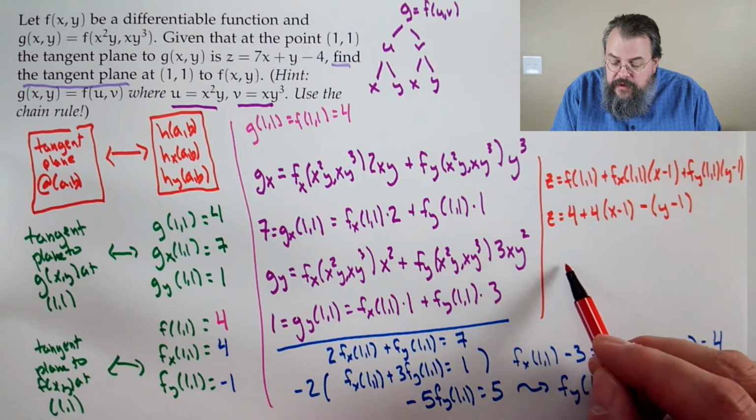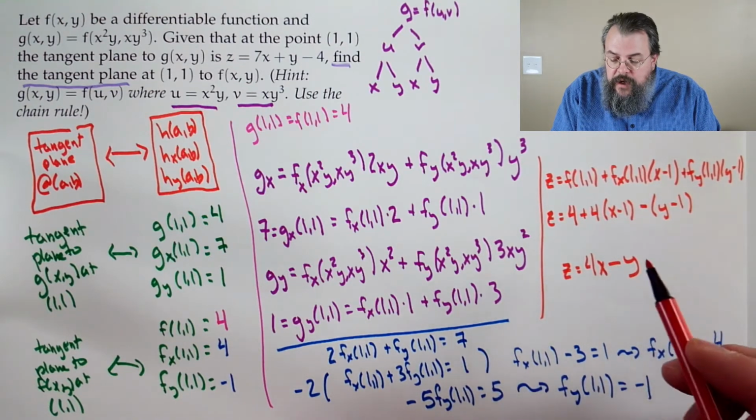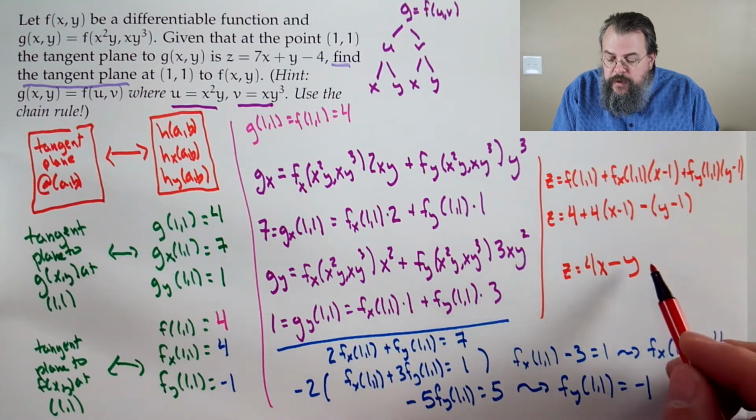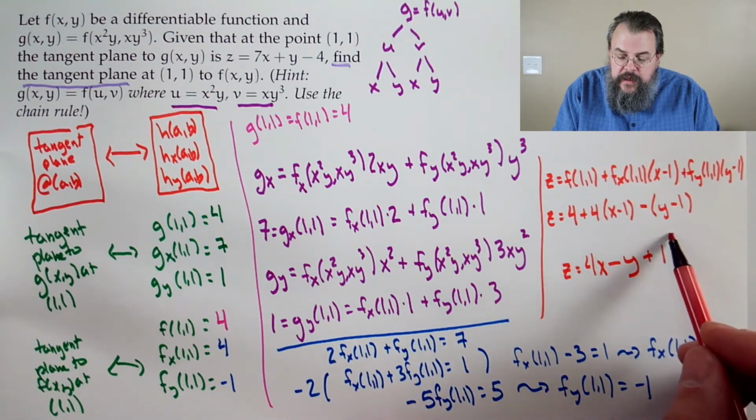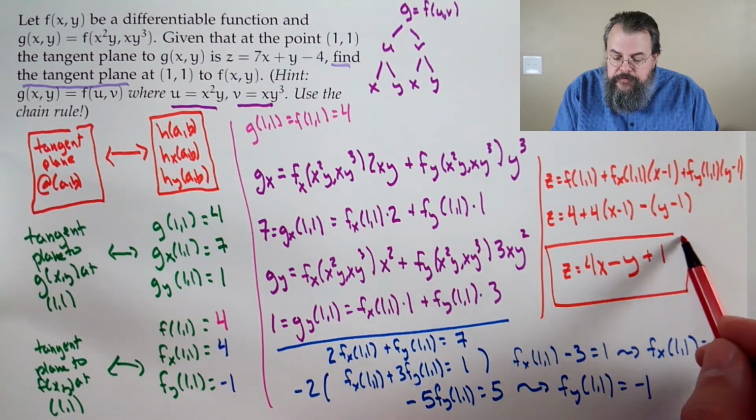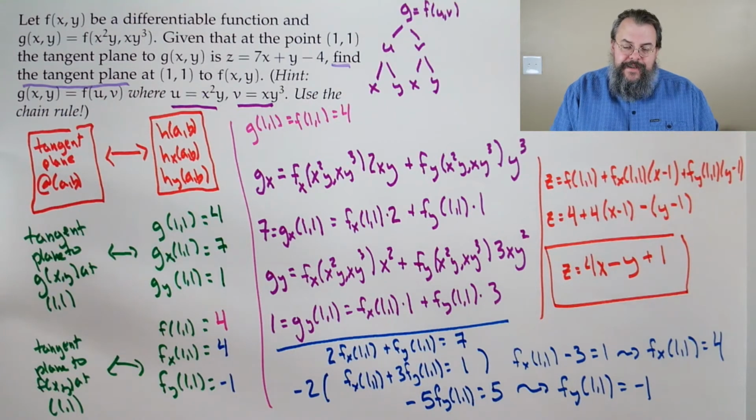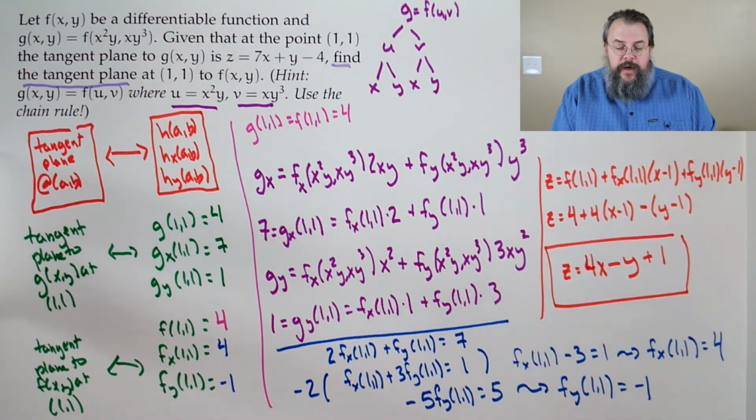Well, we can clean that up. So that says z equals 4x minus y. You have a plus 4, a minus 4, and a plus 1, which makes this plus 1. And we're done. That's it. That's the answer. Wow, cool. It's a really clean answer: 4x minus y plus 1.